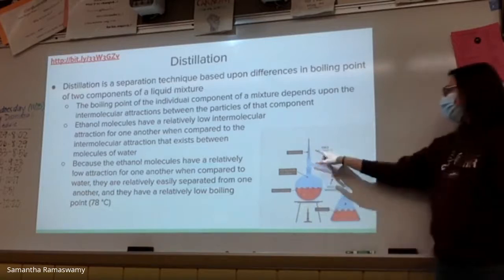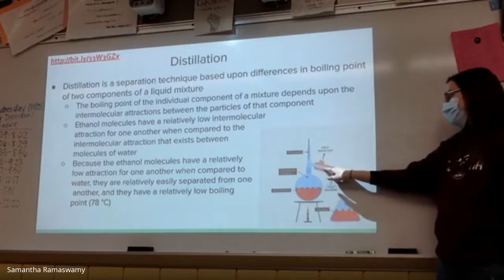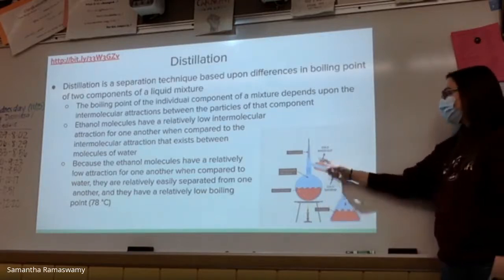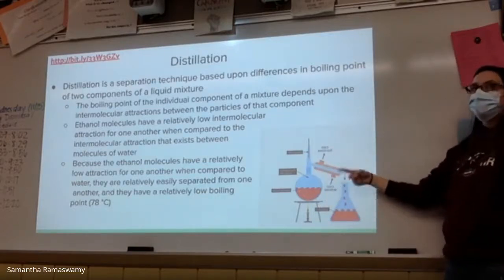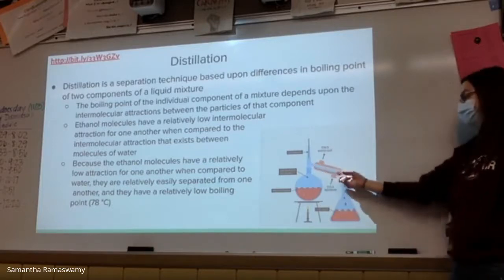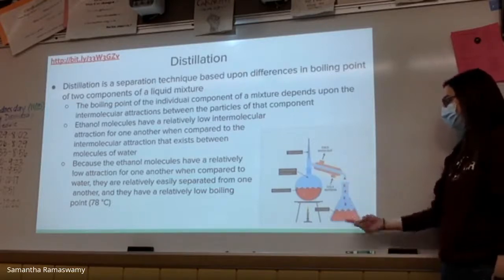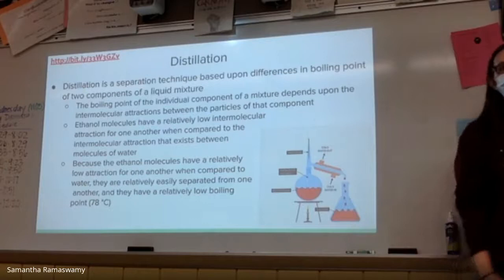Up here at the top, this is sealed, so the gas can't escape. So it goes down this tube, and there's cold water running around it. Because it's cold water, it condenses the liquid. It condenses that gas back into a liquid, and then we can actually collect the liquids.